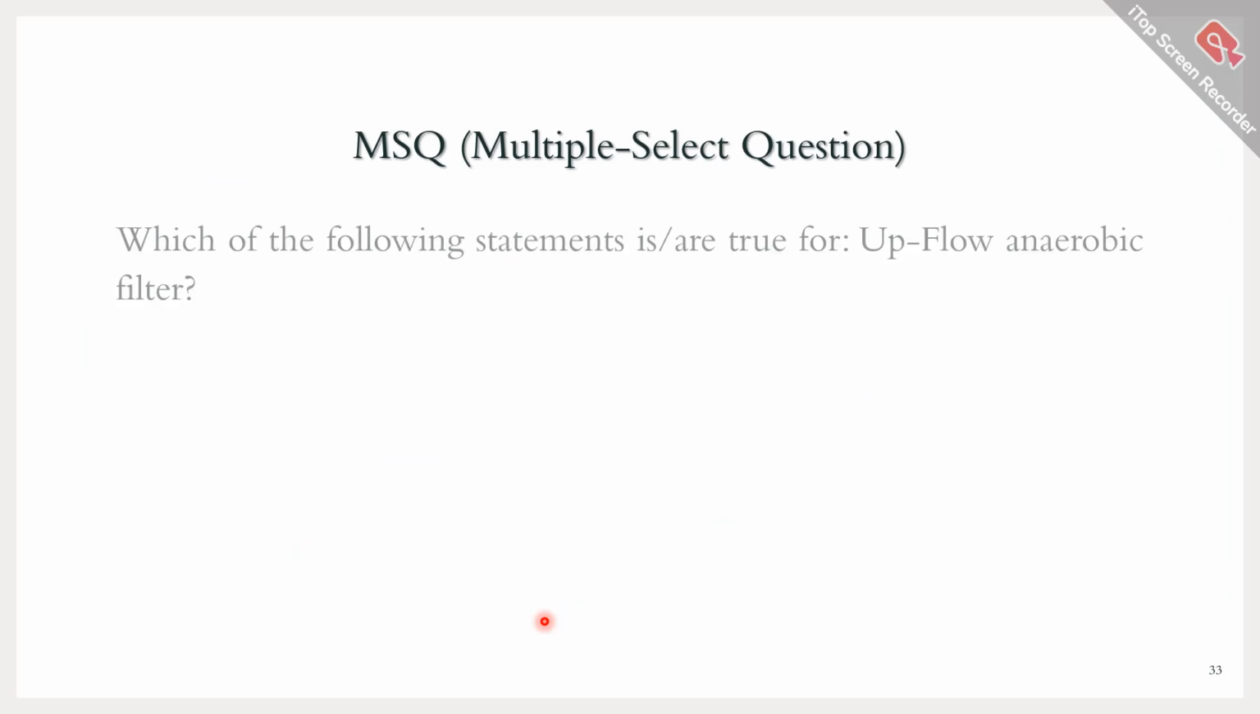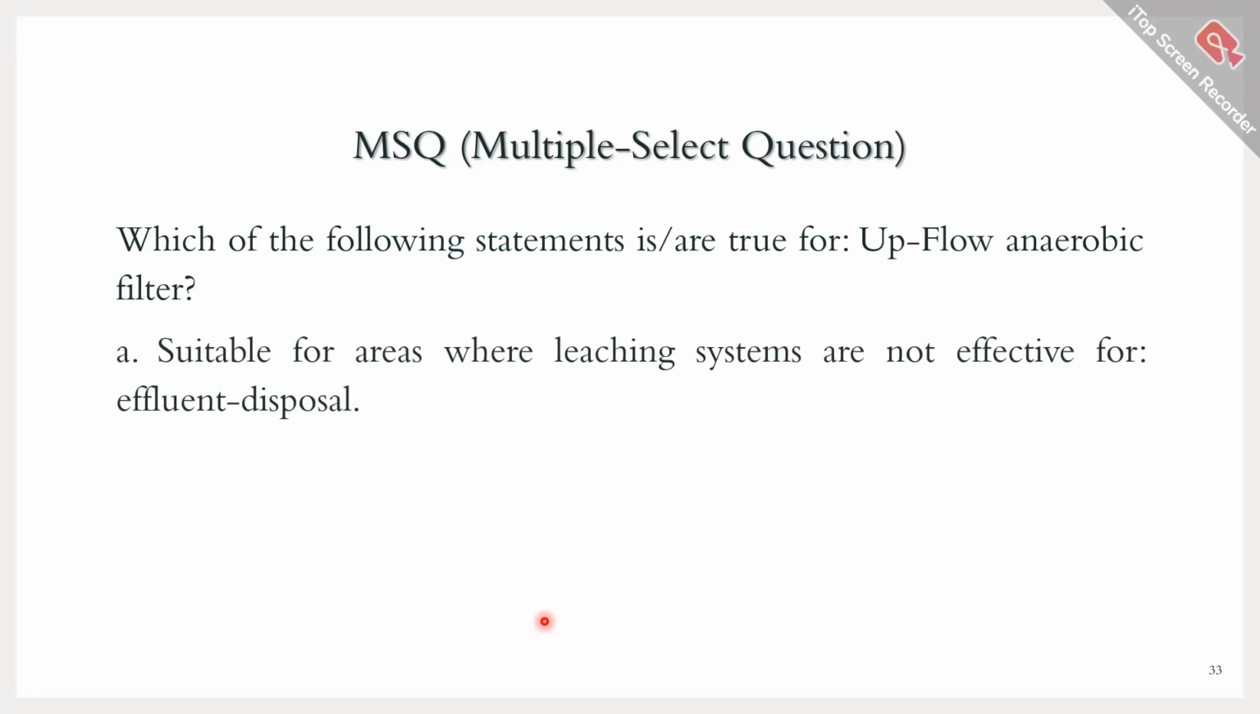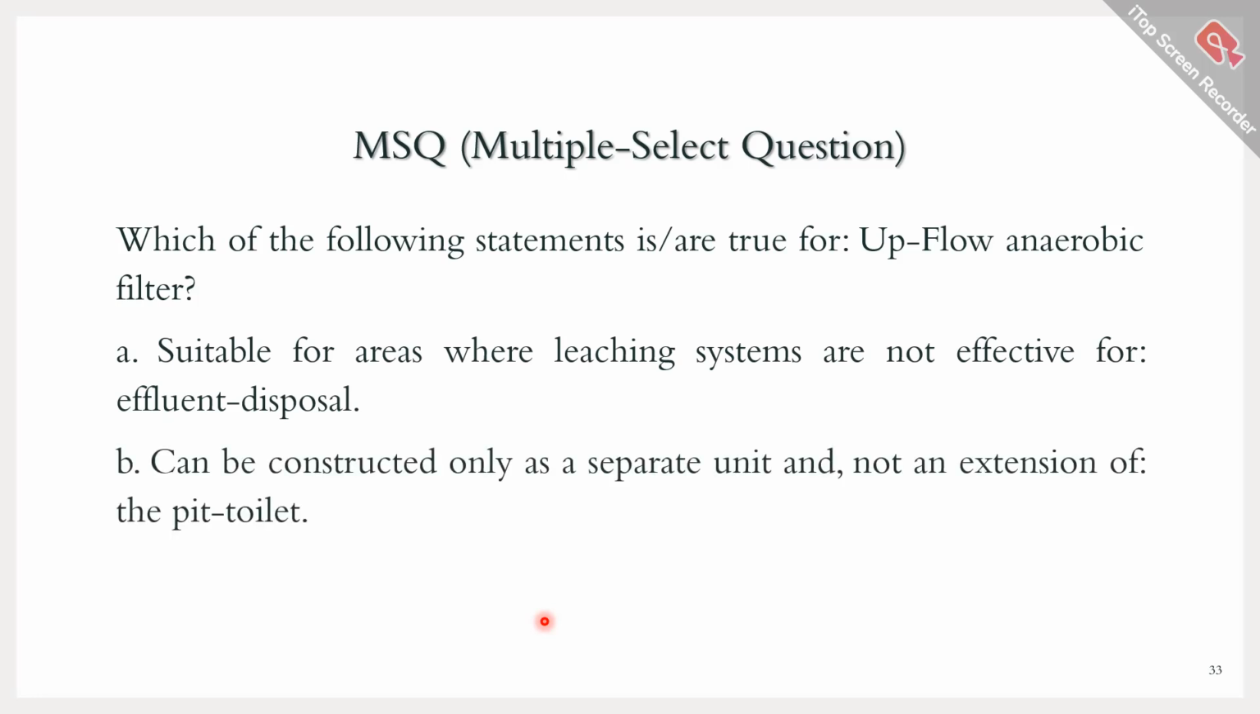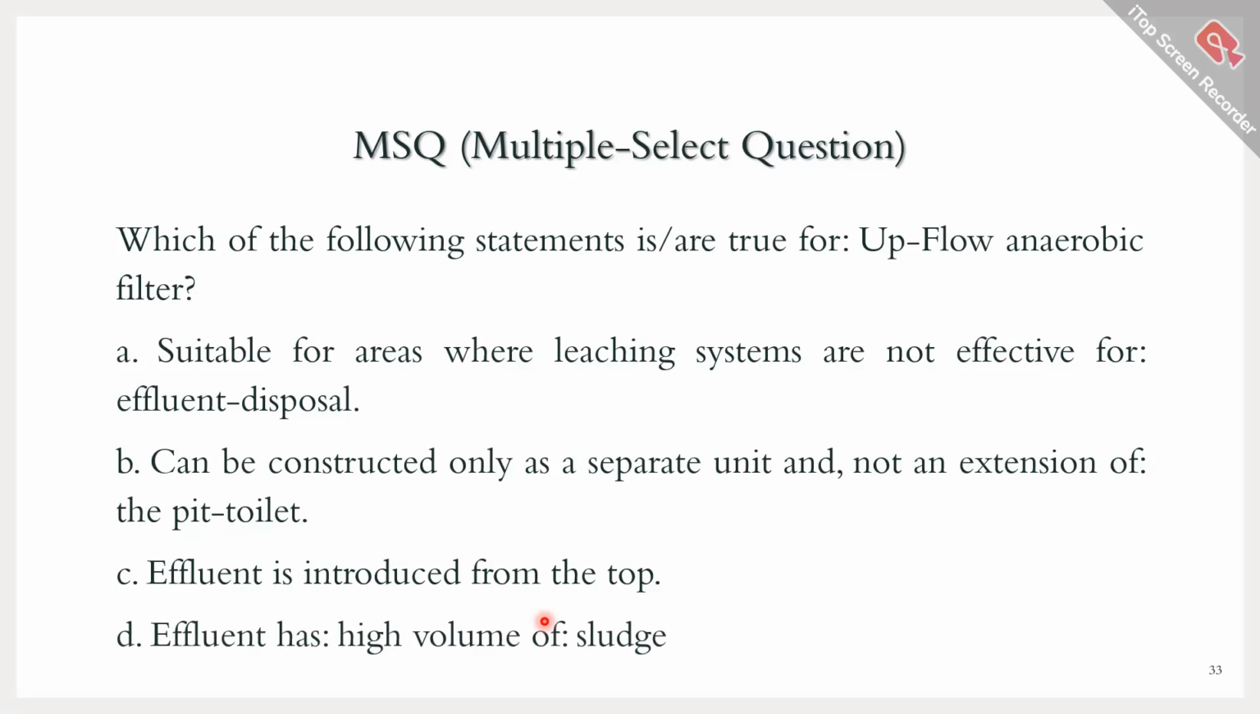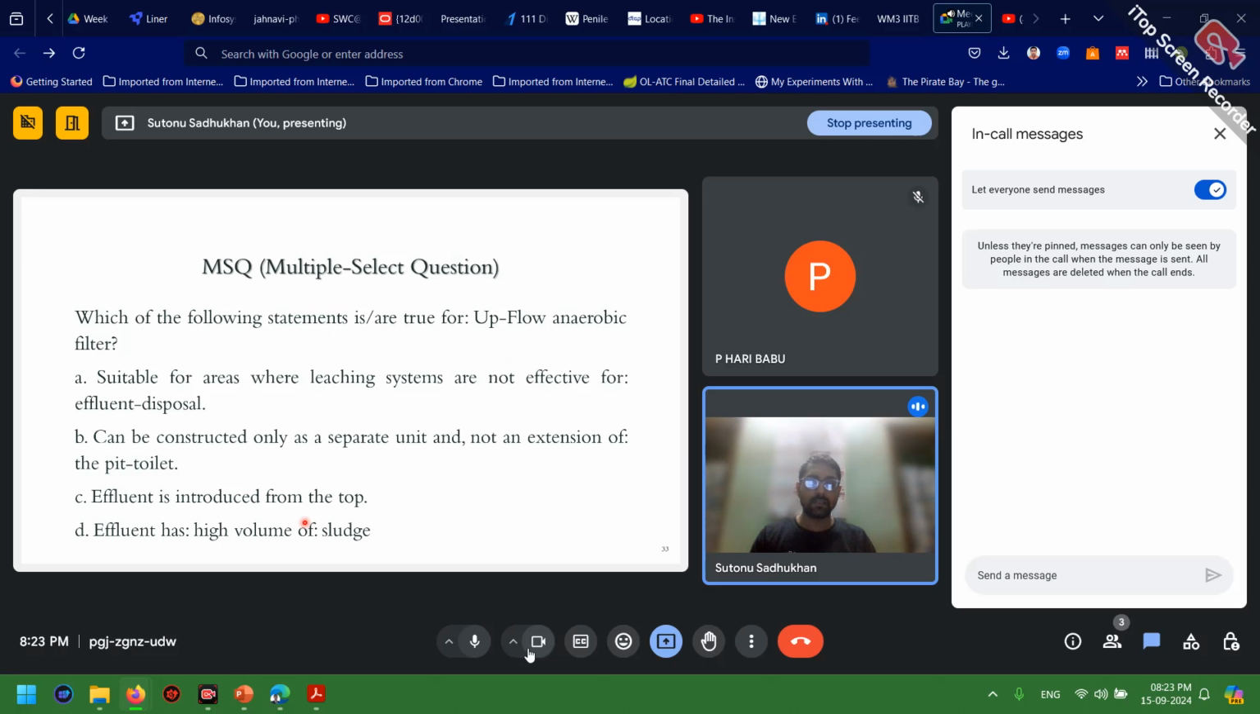Now we'll move on to our next MSQ. It is a multiple select question, so more than one option may or may not be correct. Which of the following statements is or are true for upflow anaerobic filter? Option A, suitable for areas where leaching systems are not effective for effluent disposal. Option B, can be constructed only as a separate unit and not an extension of the pit toilet. Option C, effluent is introduced from the top. And option D, effluent has high volume of sludge. Please answer in the chat box.